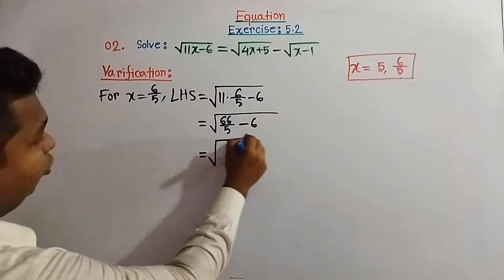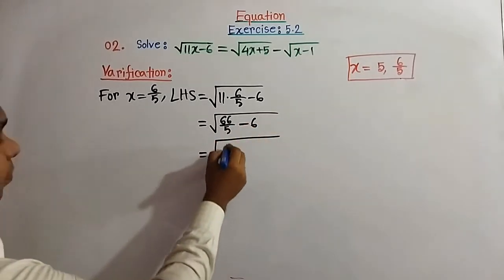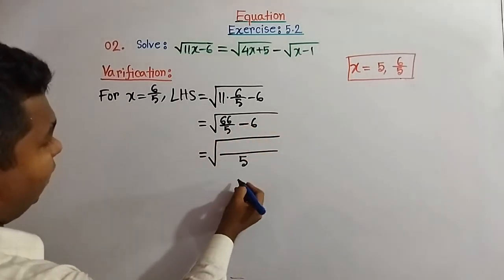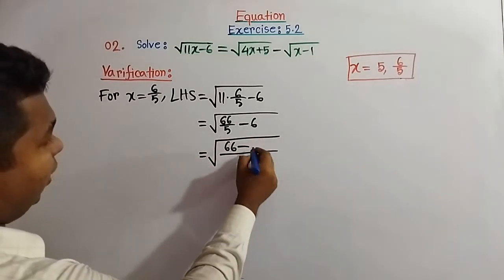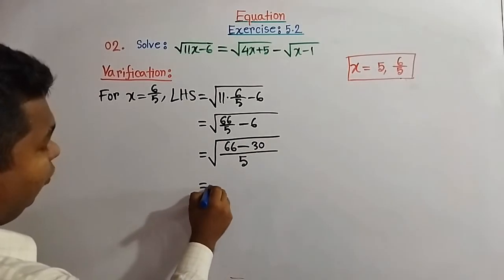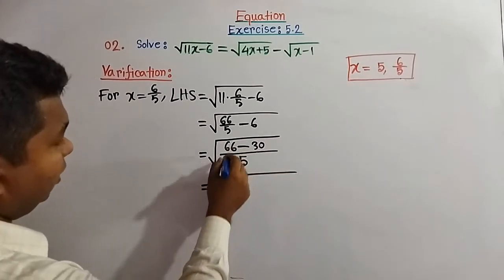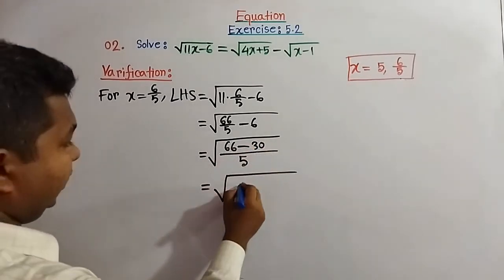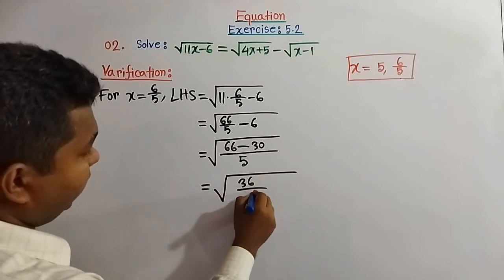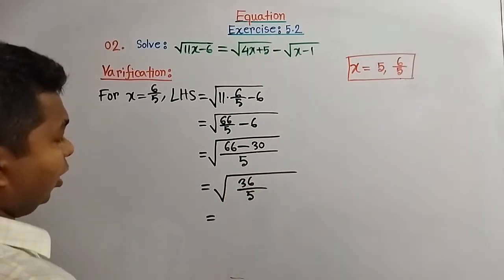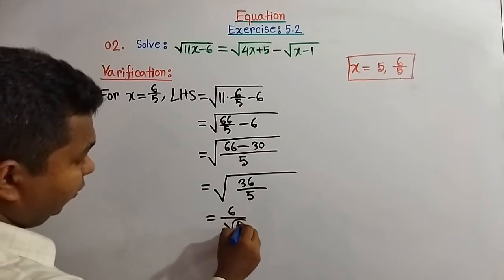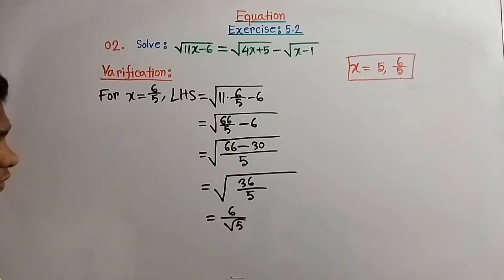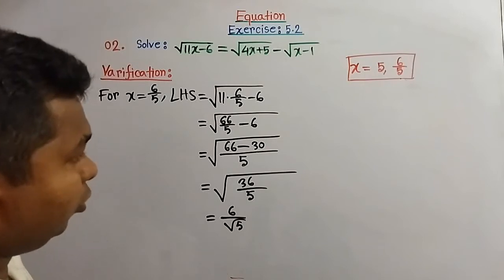Now square root, taking common LCM as 5, we can write 66 minus 6 into 5 equal to 30, so square root of 66 minus 30 equal to 36 by 5. Now square root of 36 is 6 by square root 5. So our left hand side is 6 by square root 5.